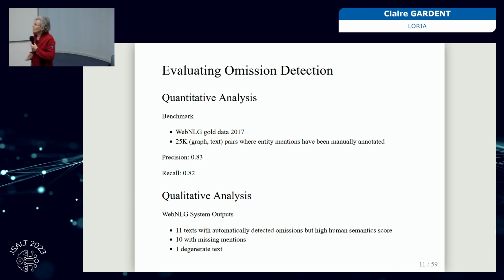We also have a qualitative analysis where we compare texts for which we actually detect omission, but which have high human semantic scores. I'll get back to this later, but there is a human evaluation of the generated text. So you can look at those cases, and we found that, in fact, the algorithm was correct in the sense there were indeed missing mentions, and in 10 cases we had missing mentions where even the human score was actually high. And in the other cases, it was degenerate text.